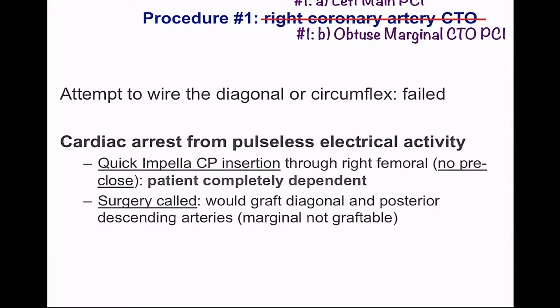So we attempted to wire the diagonal and the circumflex, big failure. In the meantime, the patient underwent cardiac arrest. We did a quick Impella CP insertion with no Perclose. The patient was completely dependent. And we called the surgeons. They said they would graft the diagonal and the PDA. However, the marginal was not graftable.